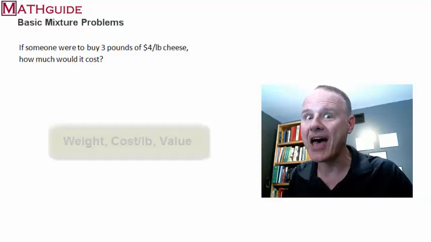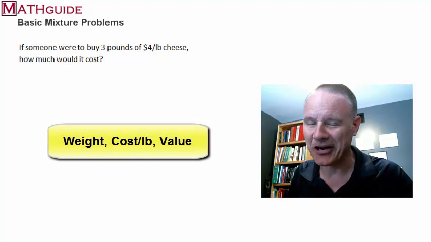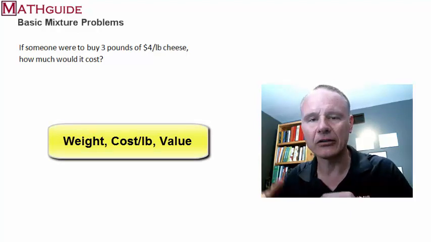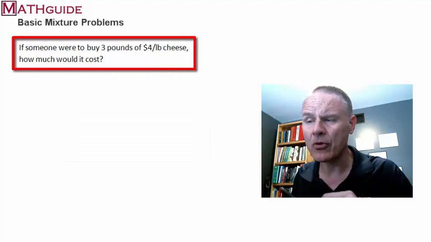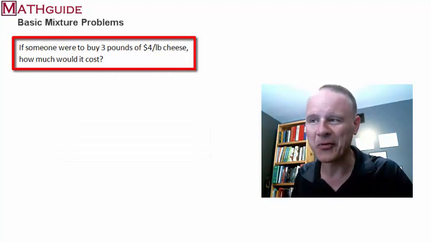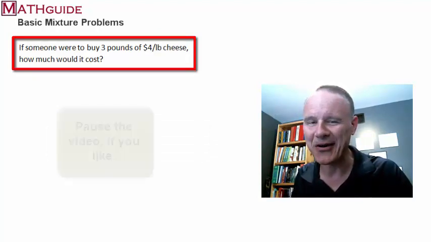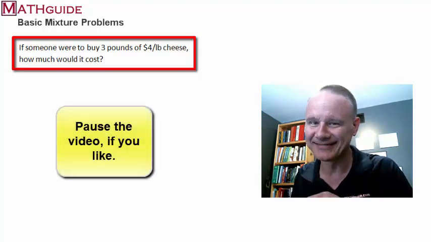In order to understand the connection between weight, cost per pound, and value, we should take a look at a problem. If someone were to buy 3 pounds of $4 per pound cheese, how much would it cost? Give it a try.